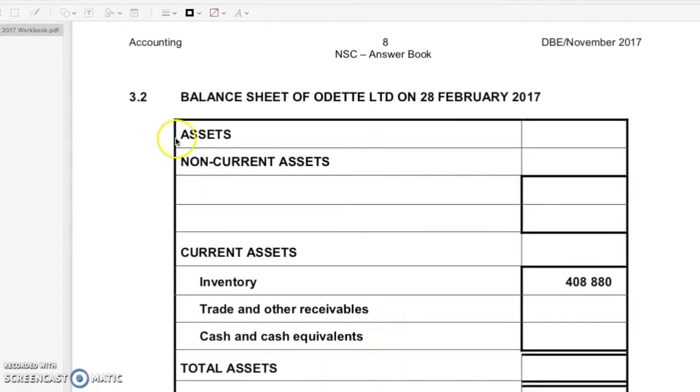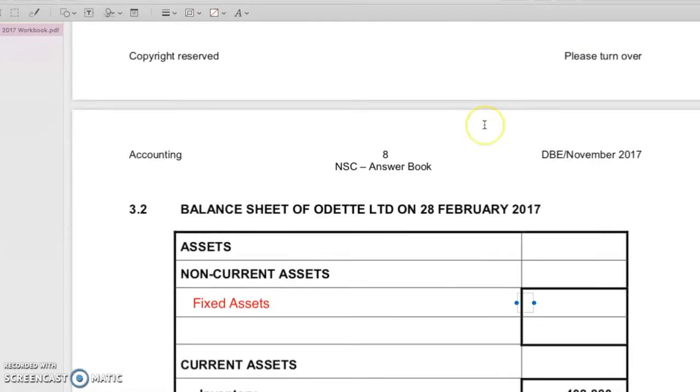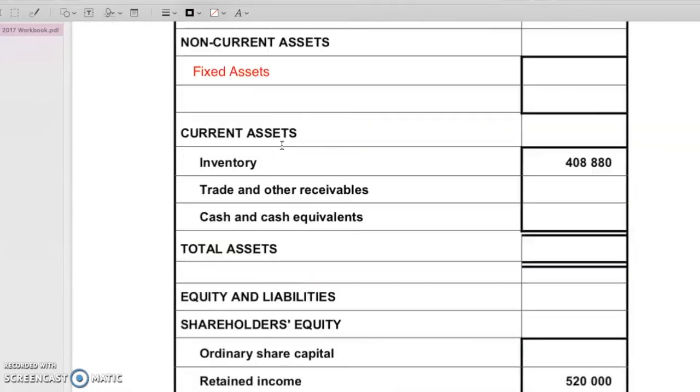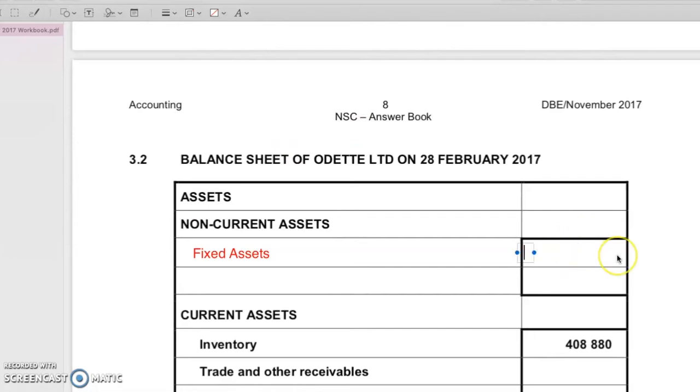Let's read out the information. So assets, non-current assets. Well, we know we have fixed assets because we just calculated it, and we also know which amount goes here because once again, we calculated it. Don't forget that the fixed asset amount that goes here is your total carrying value. And it's right here. So that's our fixed asset amount. I don't think we need any more calculations. You can just write it in there and boom.